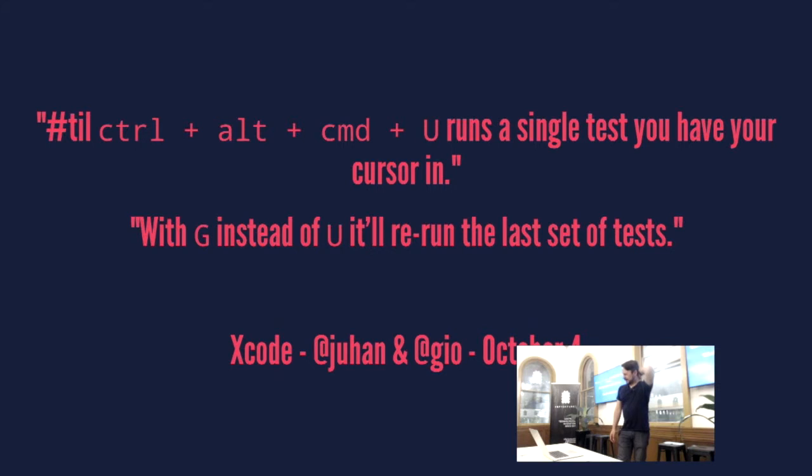We get into some shortcuts here. I try to visualize shortcuts in my head from the keyboard. This has got all of them. Control Option Command U runs a single test that your cursor's in. Great. And if you use G, it'll run the last set of tests. So a lot of the TIL stuff has a follow-up, which is also super valuable. So yeah, Control Option Command U.